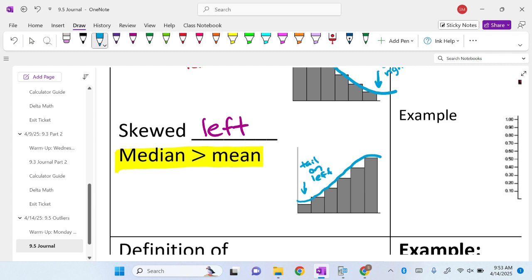All right. So again, in this class, the only thing you need to know is how to look at the representation and identify its shape, whether it's symmetrical, skewed right, or skewed left. Also, if I asked you to describe the shape and I gave you its median and mean, you should also know what that shape is. So it's symmetrical because the median equals the mean, skewed right because the median's less than the mean, or skewed left because the median's greater than the mean. All right? That's all you need to know for this class.